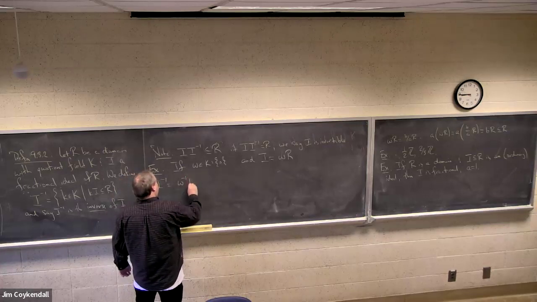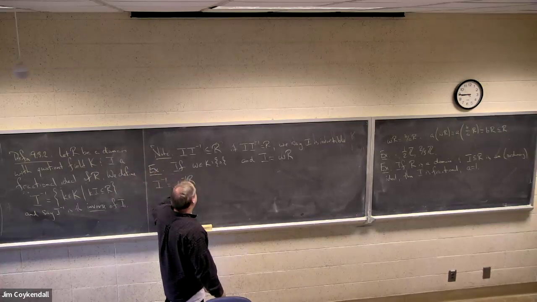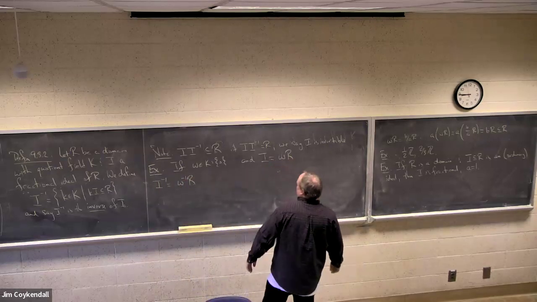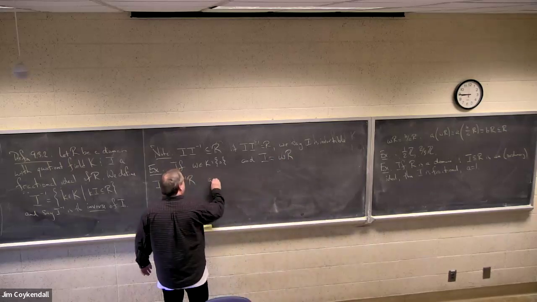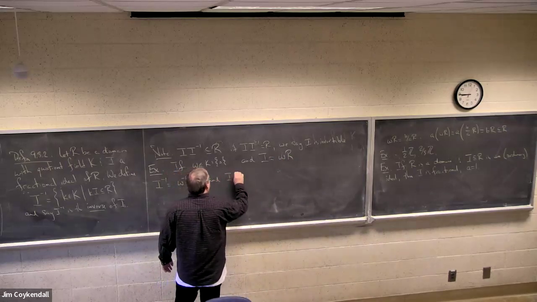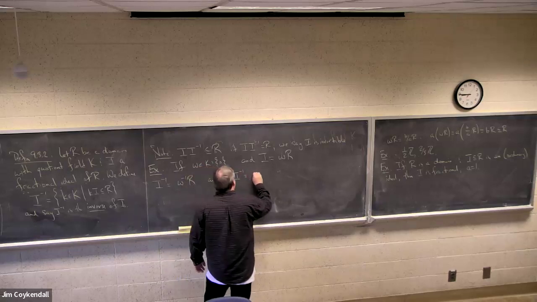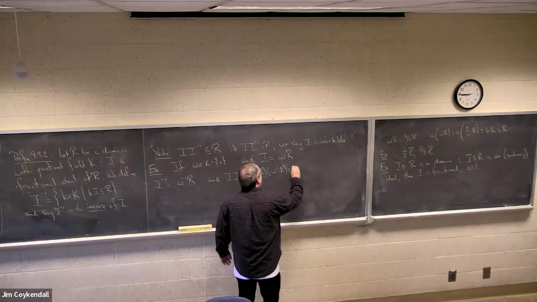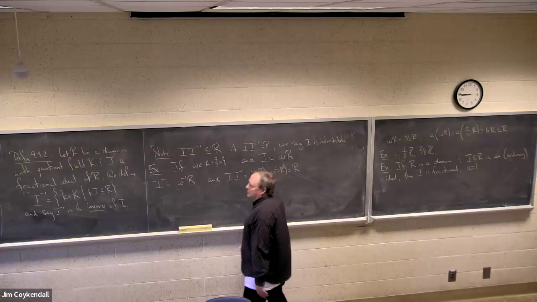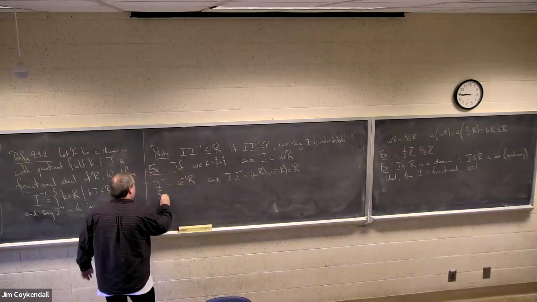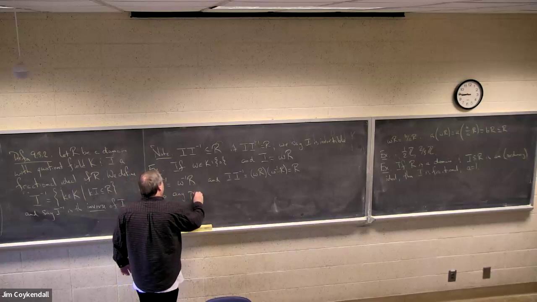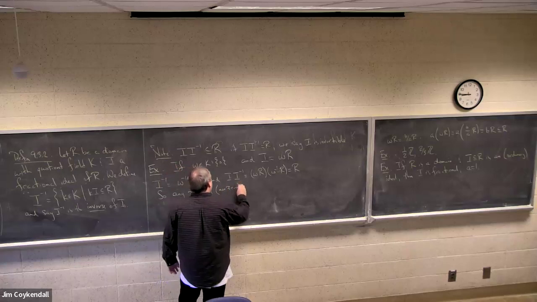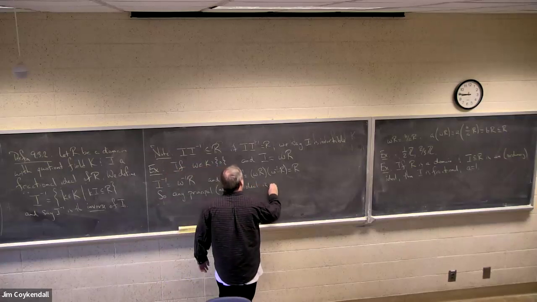Fantastic. Notice that everything of the form omega inverse R, when you hit this, it's back into R. And I times I inverse equals omega R times omega inverse R, which is R. So the gist of this example is any principal non-zero ideal is invertible.